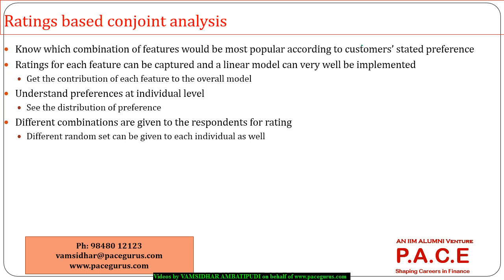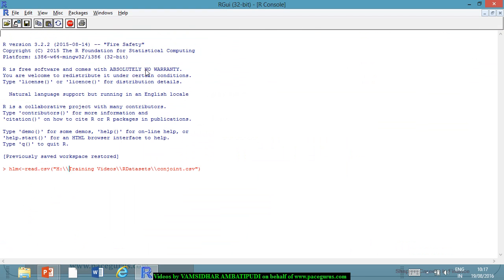So we'll take one data, the ratings based data. Let me load my data set. So this is the data wherein I can look at the dim of this data. I called it HLM. So 3200 records are there and 6 columns are there.